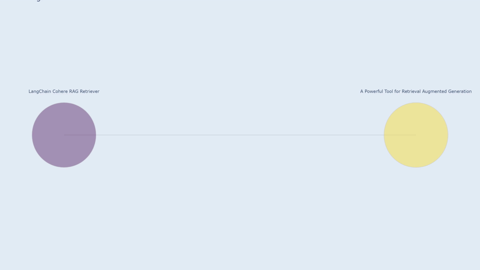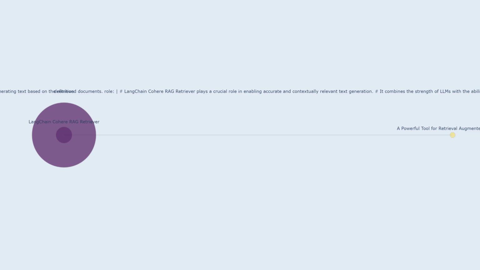LangChain Cohere RAG retriever. This YAML document outlines the definition, architecture, role, advantages, and challenges associated with utilizing LangChain Cohere RAG retriever for retrieval augmented generation. LangChain Cohere RAG retriever is a powerful tool that combines the strengths of Cohere's large language model with LangChain's retrieval capabilities. Components.